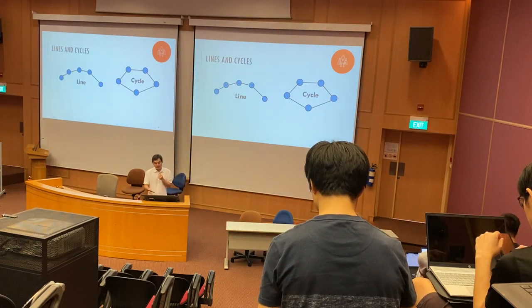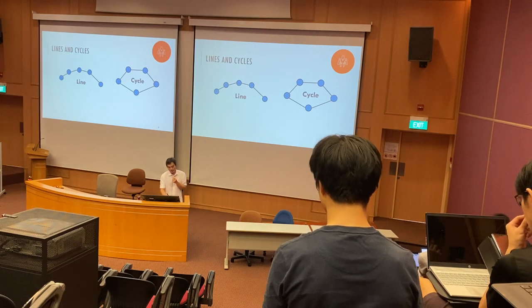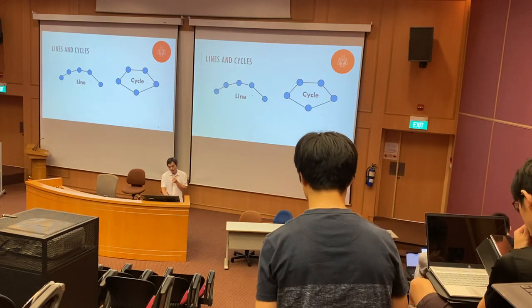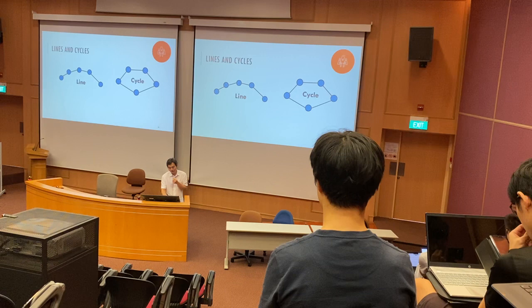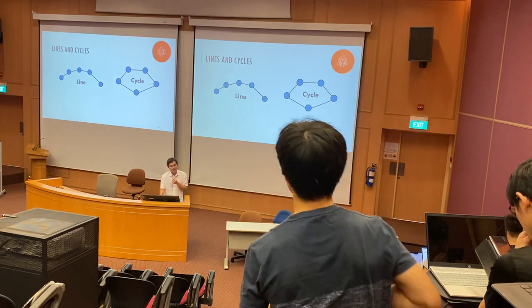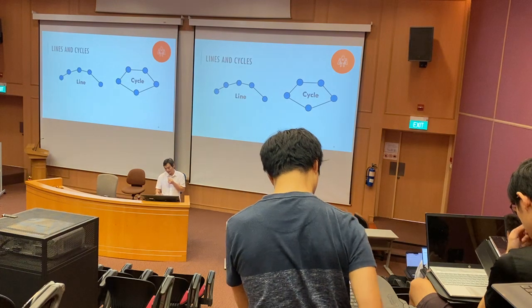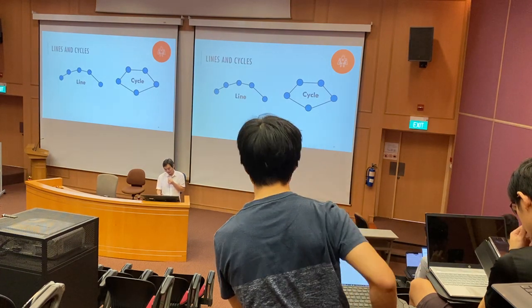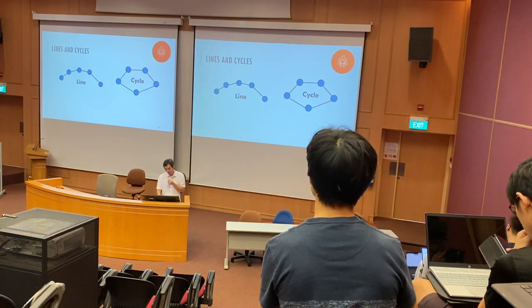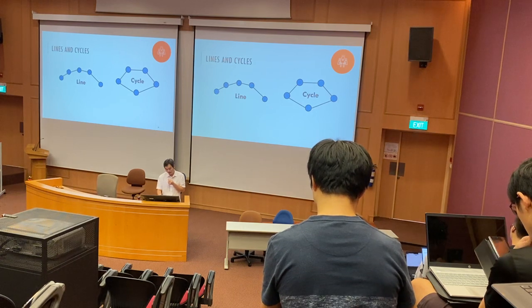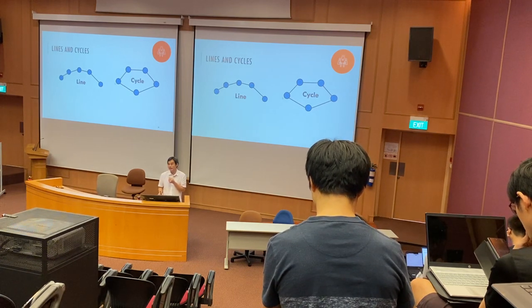So this is a line and a cycle. You can see a line is very intuitive, right? You have all the nodes and they're just connected to one another in a linear fashion. For a cycle, it's slightly different from the line in that you form a cycle. You cannot have a not-connected end like this. The ends are going to be connected. All right, so you have a cycle.